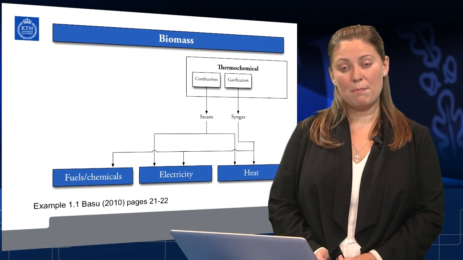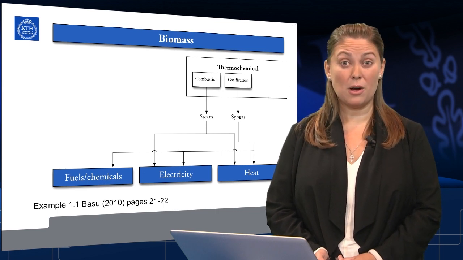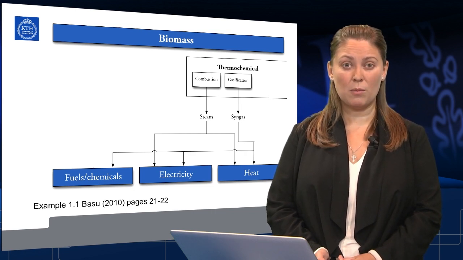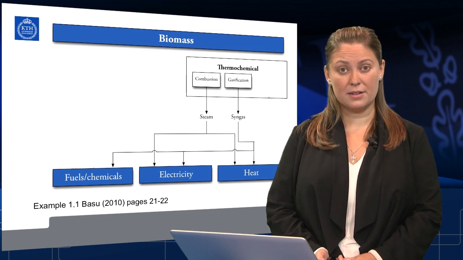Please see example 1.1 in Basu's book. In my opinion, it is a very good example where you can see the differences in efficiency when biomass is combusted and gasified.